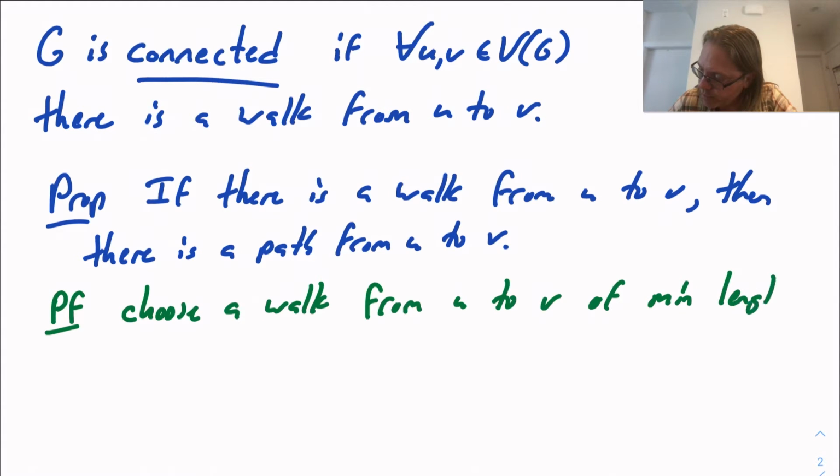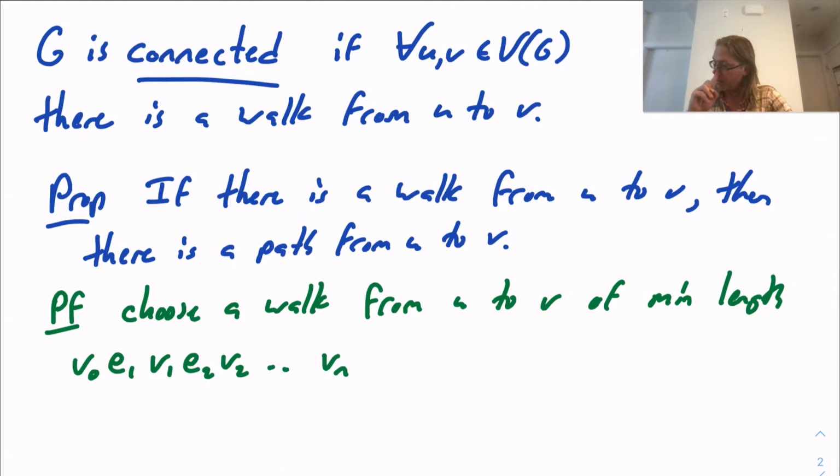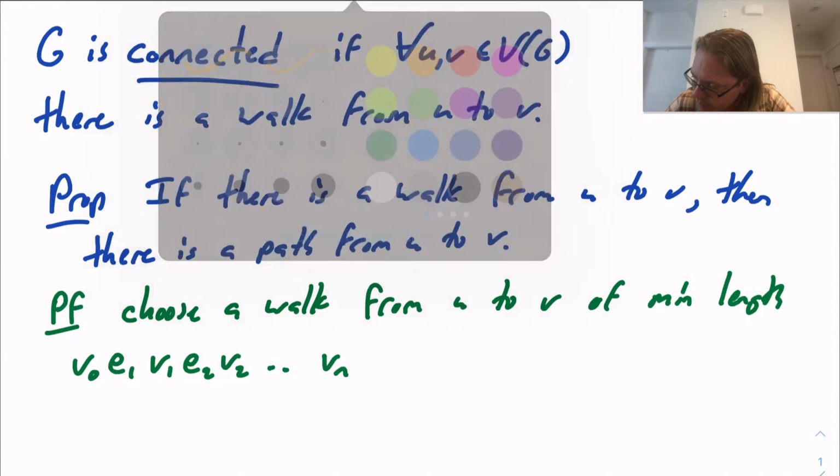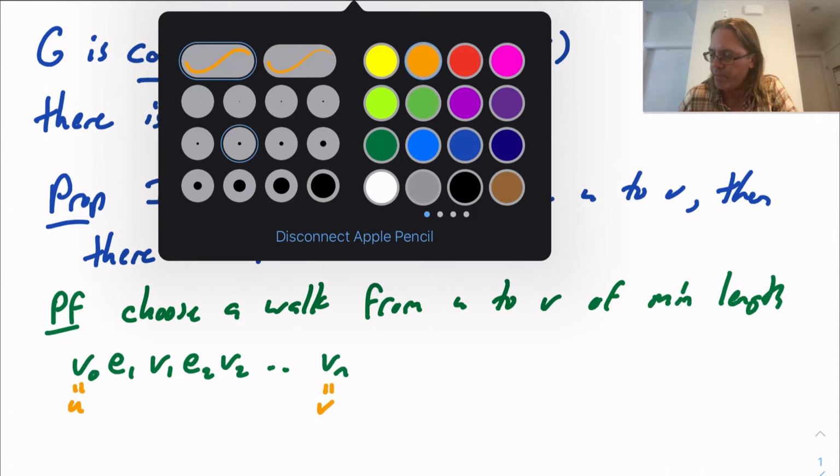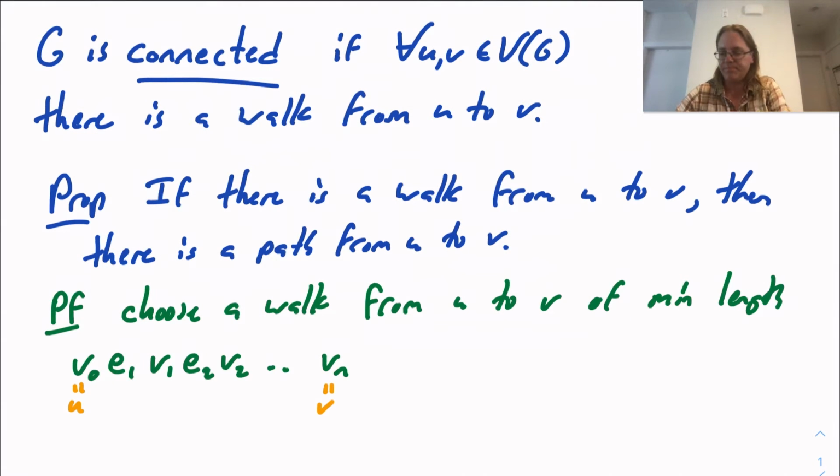of minimum length. Let's suppose that I'll take my walk as v0, e1, v1, e2, v2, on to v sub n. So u is going to equal v0, and vn is going to equal v. So I'm choosing a walk of minimum length from u to v.